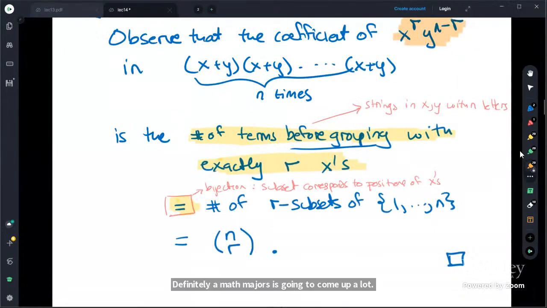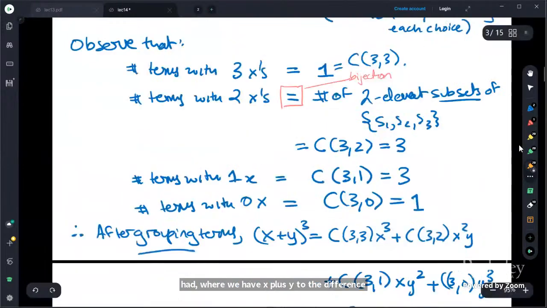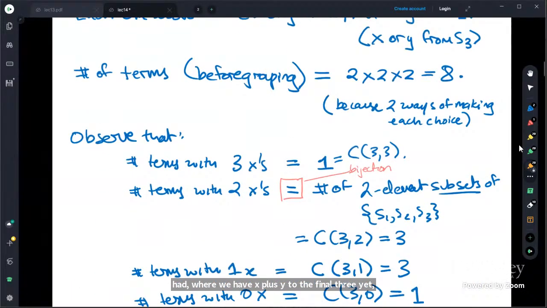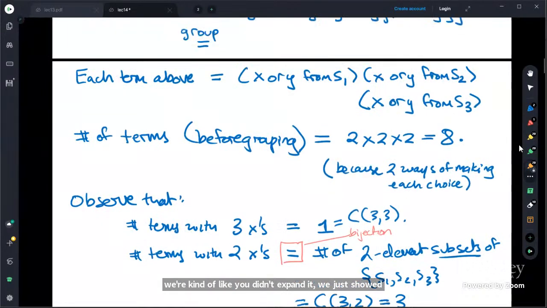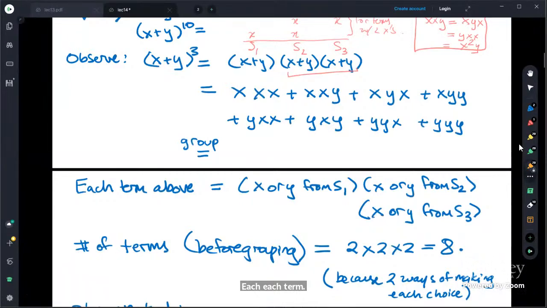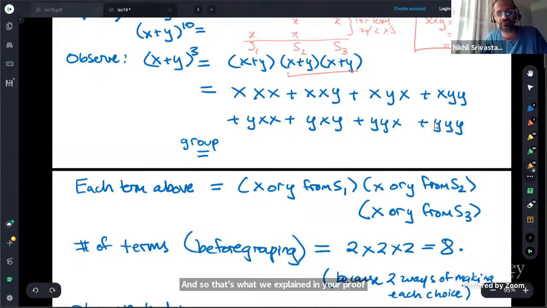Okay. I have a question. Yes. So in the previous example that we had, where we had x plus y to the power of 3, we didn't expand it, but we just showed those 3 products. Each term, if we add all those up, it just equals 6. And so that's what we explained in your proof for the binomial theorem, right? Well, it doesn't equal 6, right?